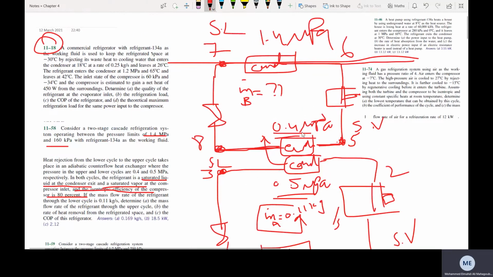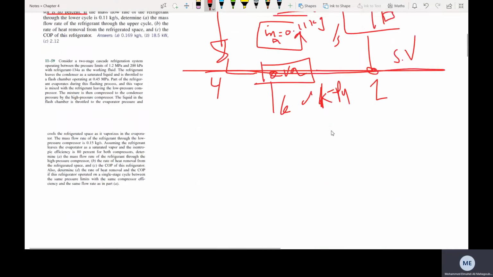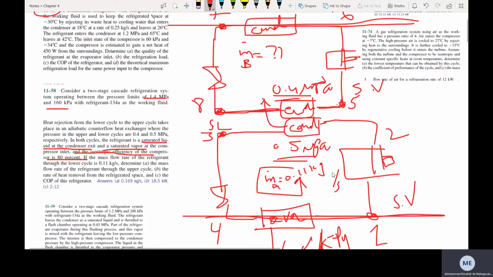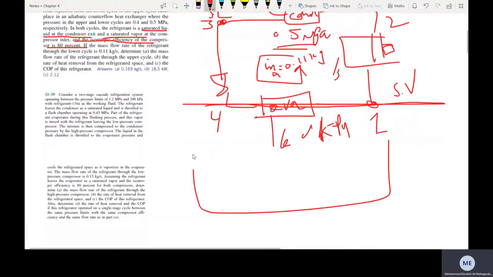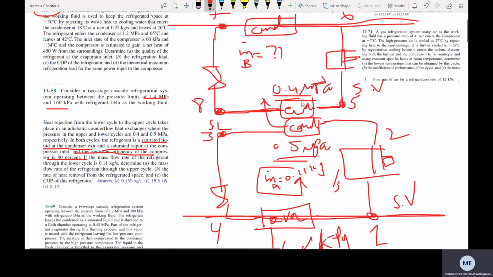Why not this one? Because this one is not removing the heat from the refrigerated space. It's removing the heat from this cycle. Those two cycles come in one package. The refrigerator will be placed here. Here is the refrigerated space, where we maintain that temperature, not here.